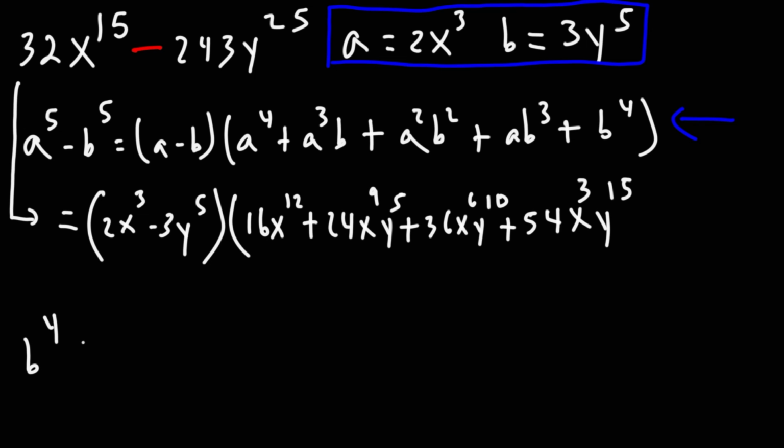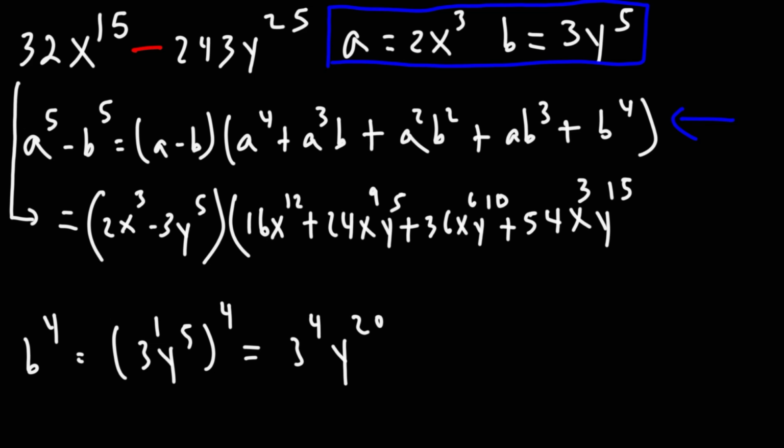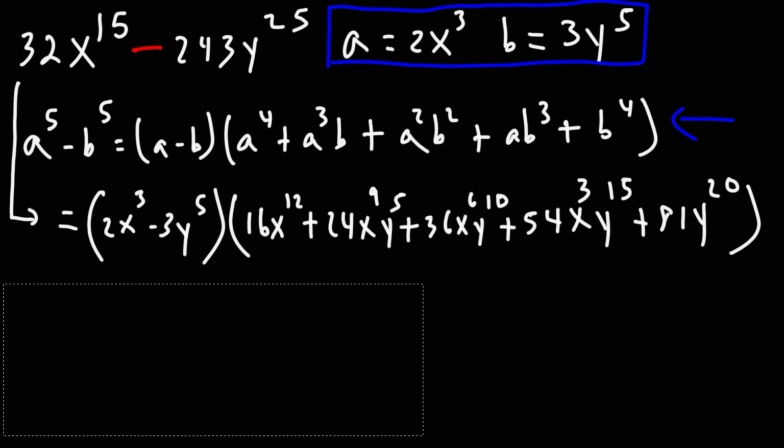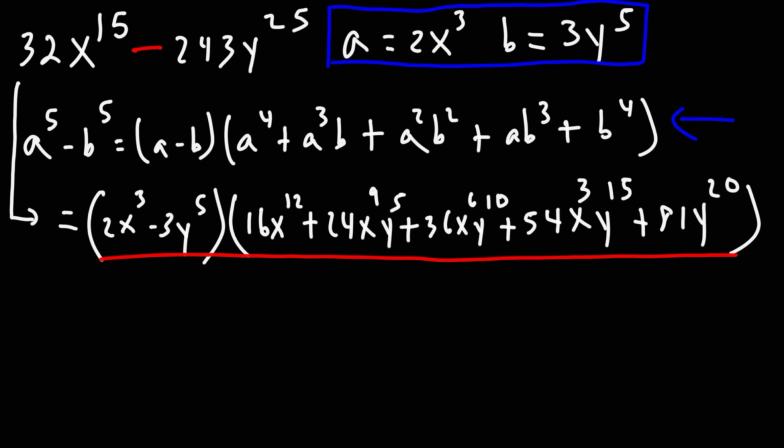Finally, we have b to the 4th. So we just have 3y to the 5th power raised to the 4th. So this becomes 3 to the 4th times 5 times 4 is 20. 3 to the 4th is 81. So this is plus 81 y to the 20th power. Therefore, this right here is the answer. That's how we could factor this expression using this formula.